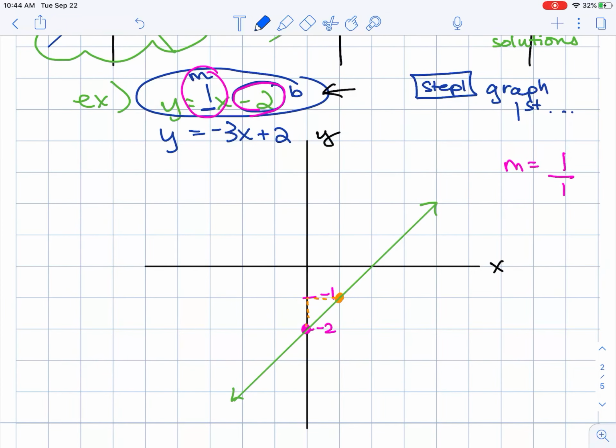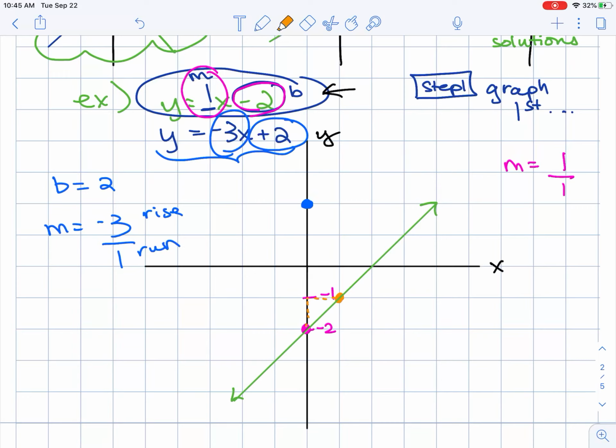So again, we have to make sure, is this in y equals mx plus b form? And it is. Now we have to graph the b value, which is positive 2. So we go to y equals positive 2, and we put our point there. Now we use our slope. Our slope is negative 3. We're going to write that as a fraction. And remember, this goes rise over run.